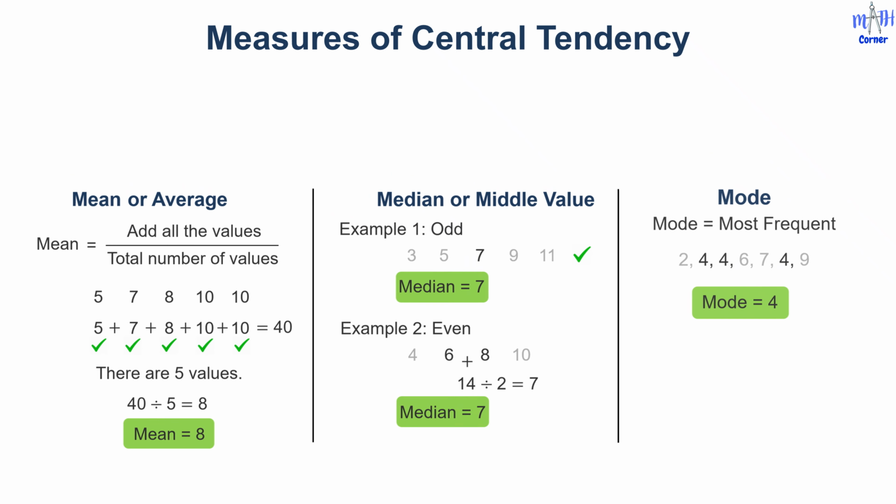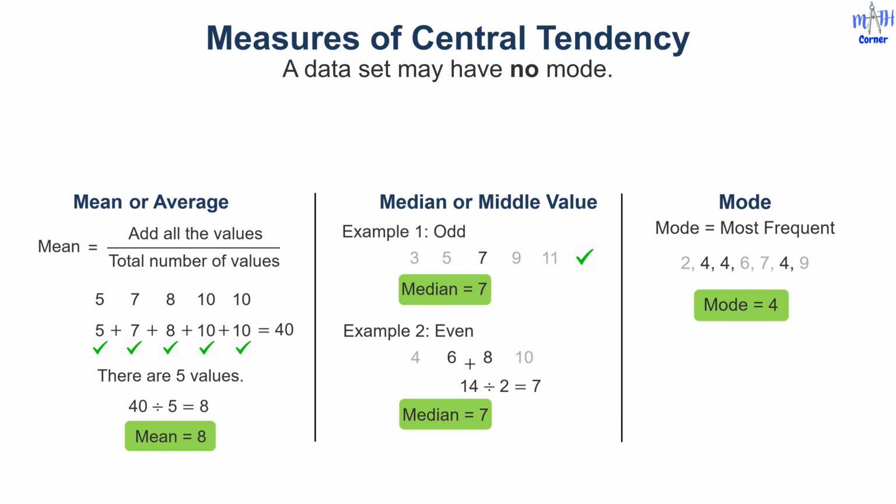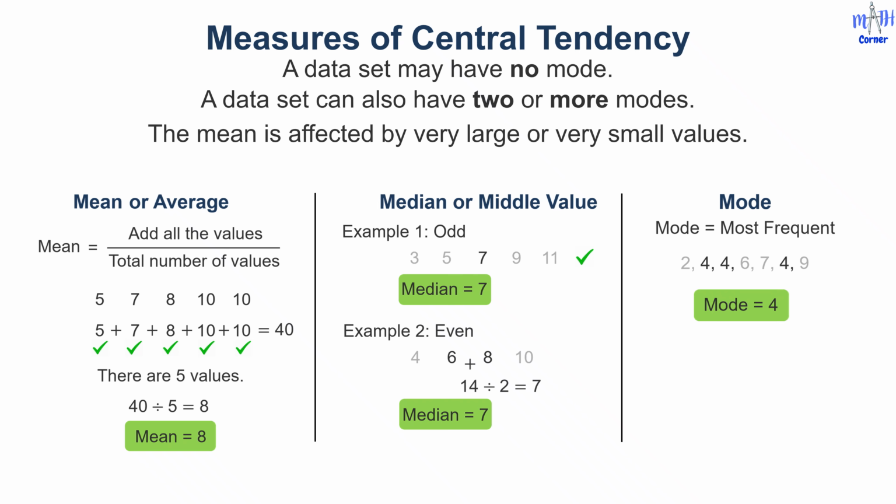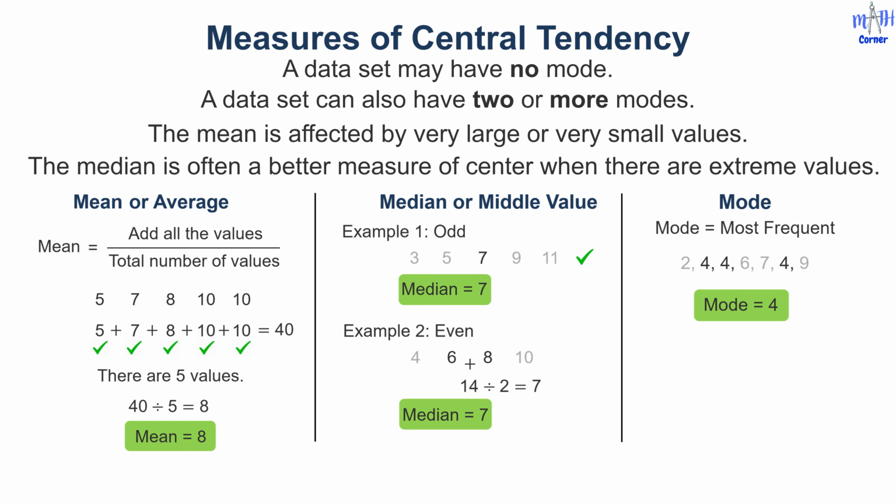Important notes. A data set may have no mode if no value repeats. A data set can also have 2 or more modes if several values occur with the same highest frequency. The mean is affected by very large or very small values, called extreme values or outliers. The median is often a better measure of center when there are extreme values. Quick recap. Mean is the average, median is the middle value, and mode is the most frequent value.